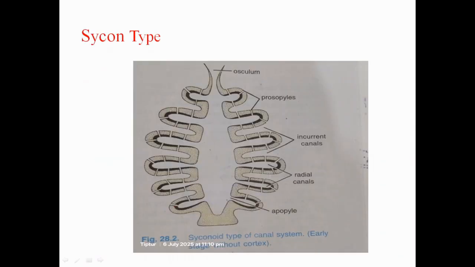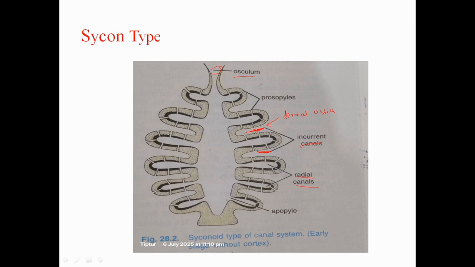See here. There is a narrow opening which is the osculum, and here are the incurrent canals, radial canals, apopyle, prosopyle. Now here, through the dermal ostia or dermal pores, the water will enter the incurrent canals. These are incurrent canals. Now, here are the radial canals.